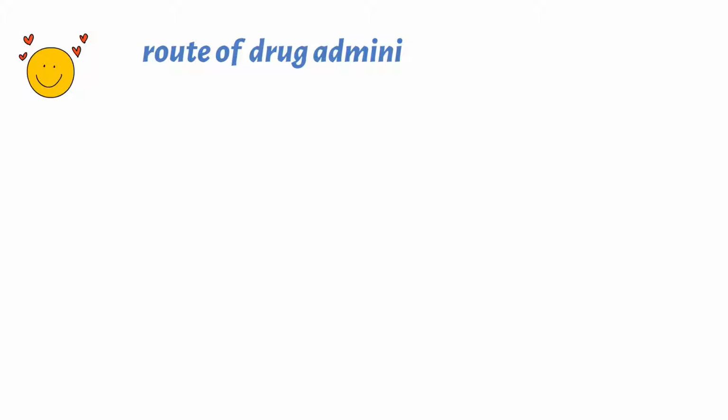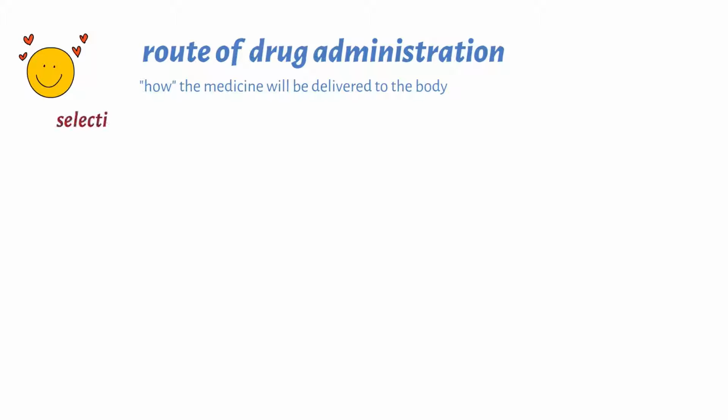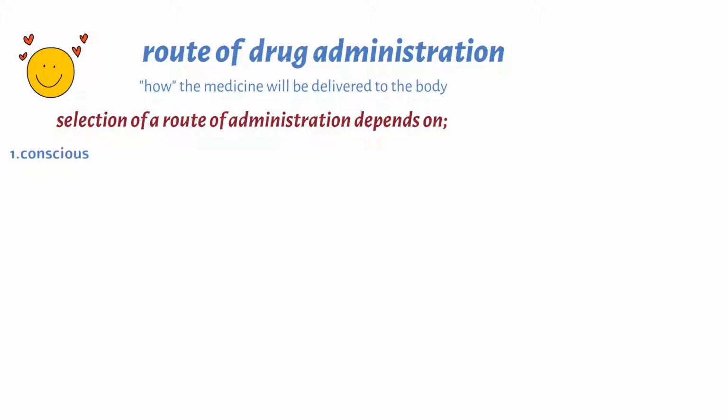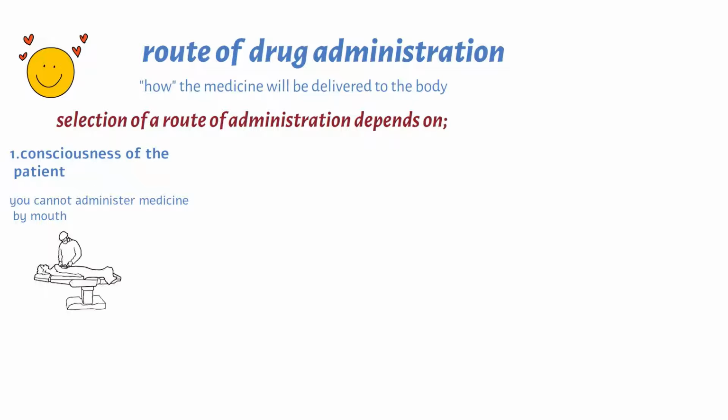The route of drug administration refers to how the medicine will be delivered to the body, and selection of a route of administration depends on some factors, and these include the consciousness of the patient. For example, you cannot administer medicine by mouth if the patient is unconscious.